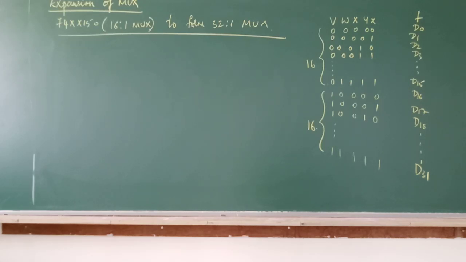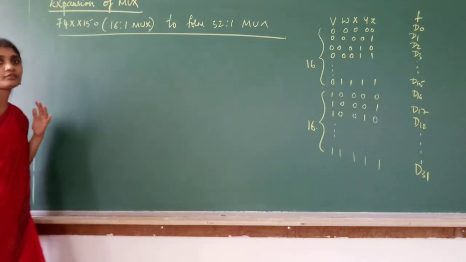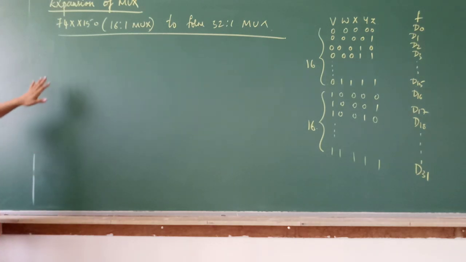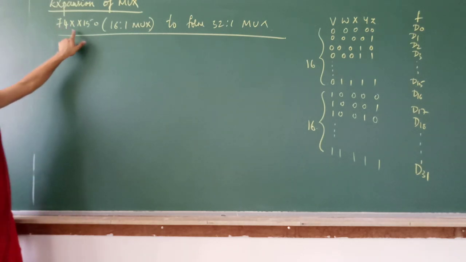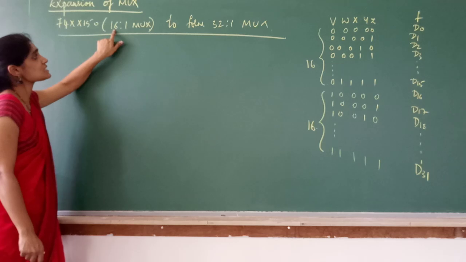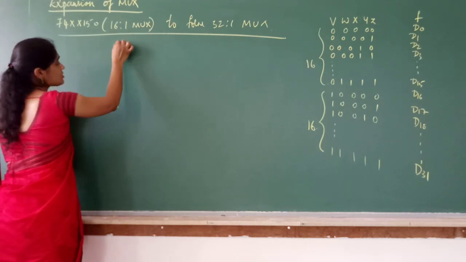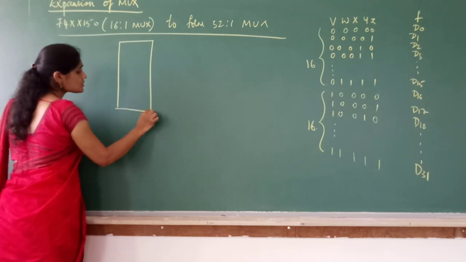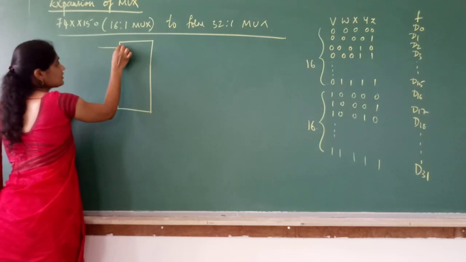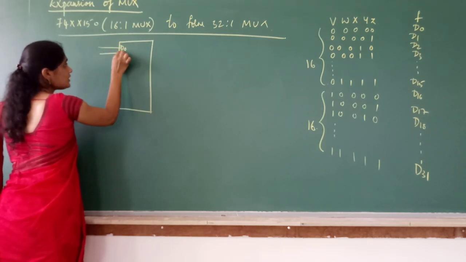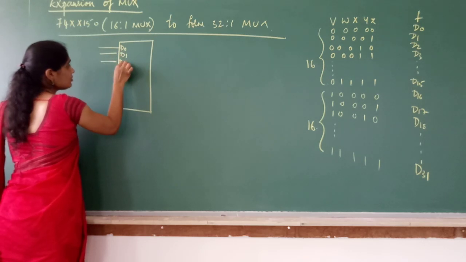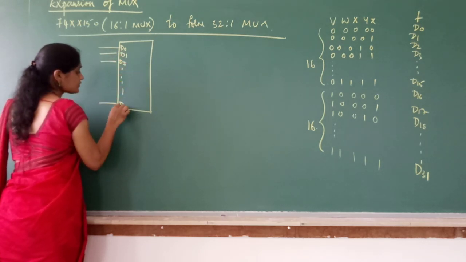Okay, students, let us continue with the mux topic. In the last class, we saw the basics of multiplexers and about 74151 and 153, right? So today we have 74xx150, that is the 16:1 mux. How many input lines do we have? 16: D0, D1, D2 till D15.